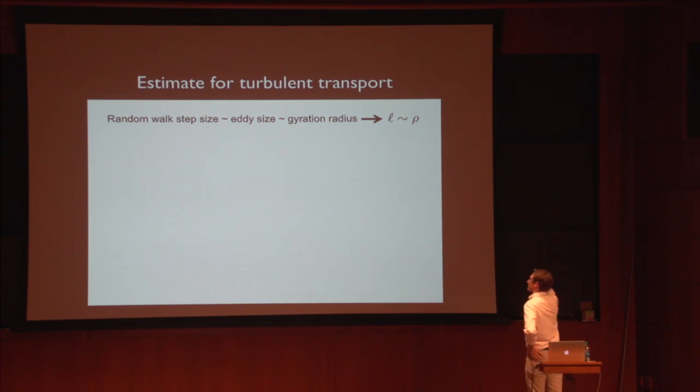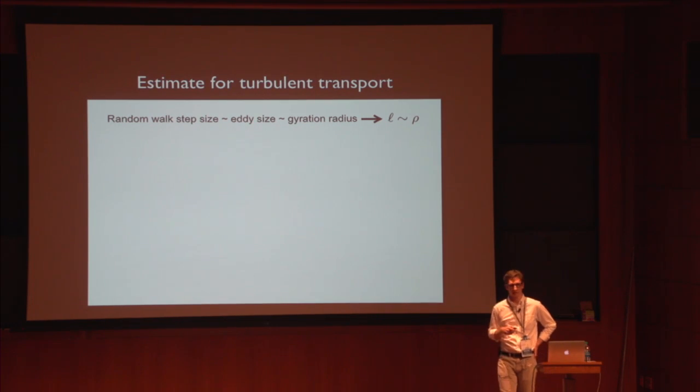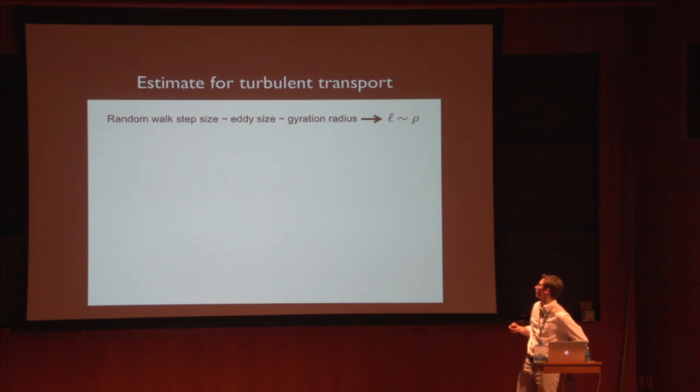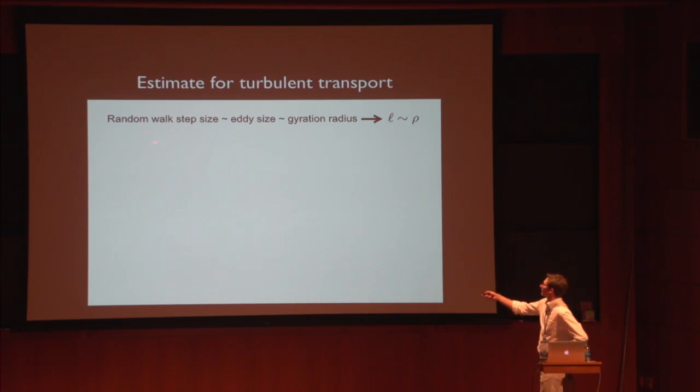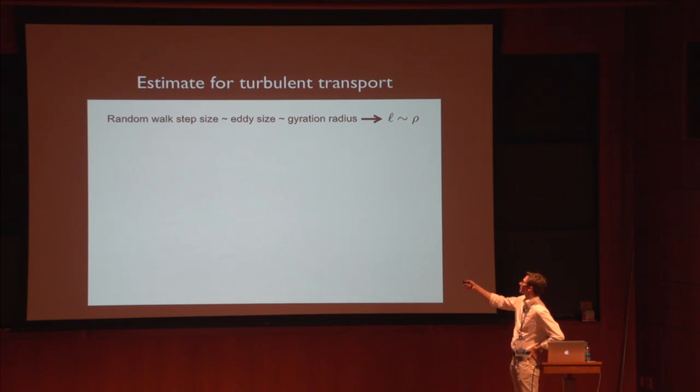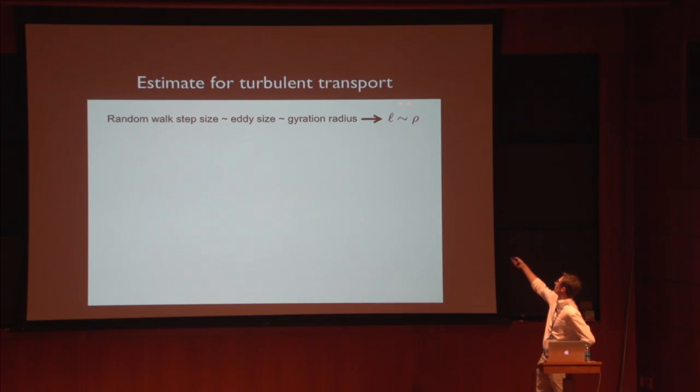So let's now see how long the plasma is going to be confined in the presence of this turbulence, which comes about due to these instabilities. So just like in the classical collisional case, the random walk step size is now going to be like the Larmor radius of the particle.